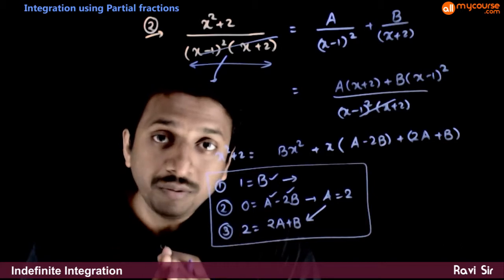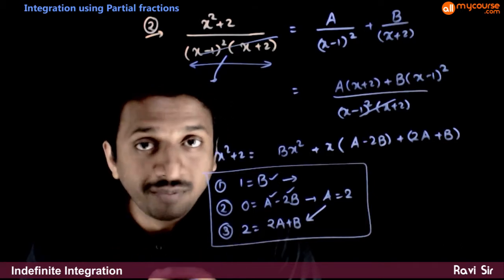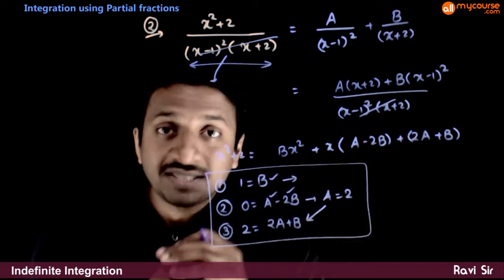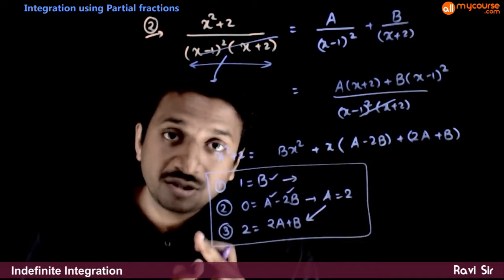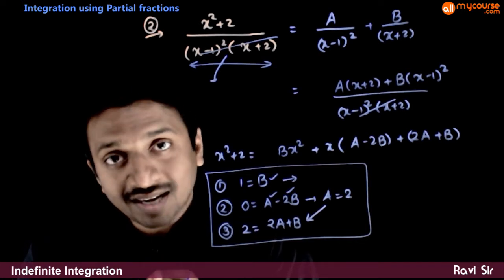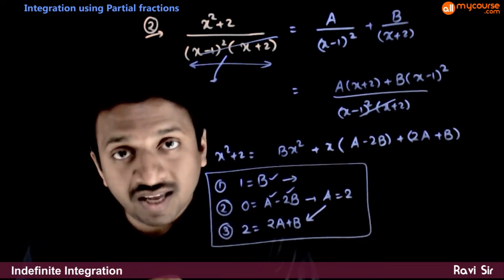That is what we are going to see now. I'll give you the formulas, and the underlying concept is that once you take the LCM, the number of equations that you get should be the same as the number of unknowns that you have. To maintain that, the rule that I am going to say will help you.